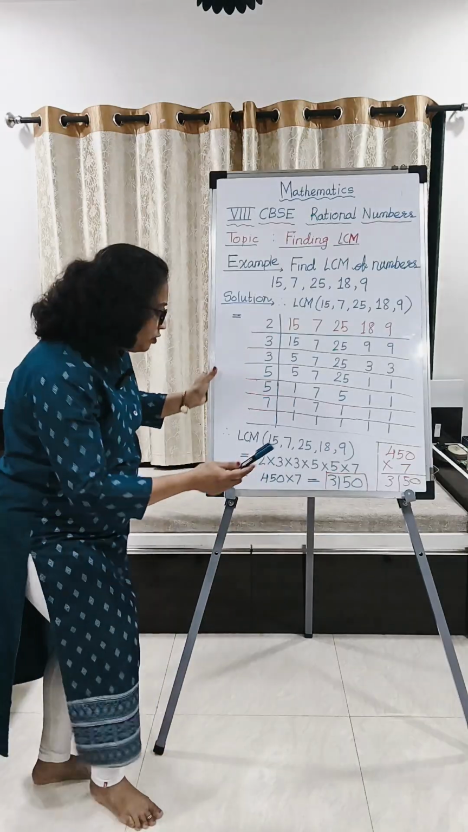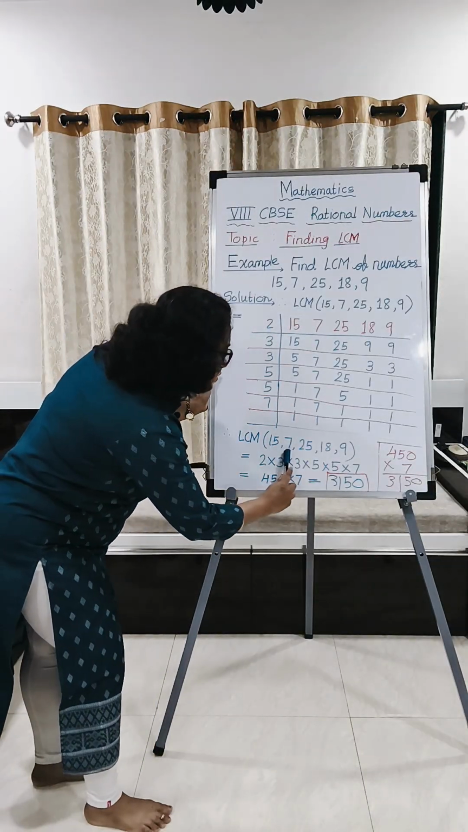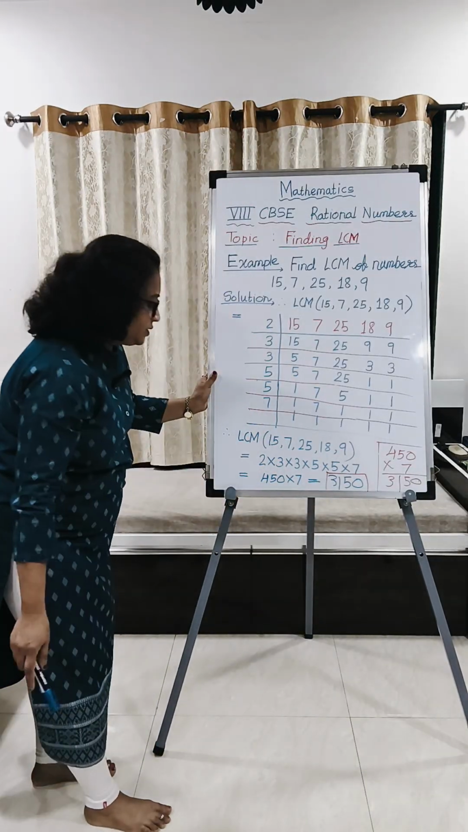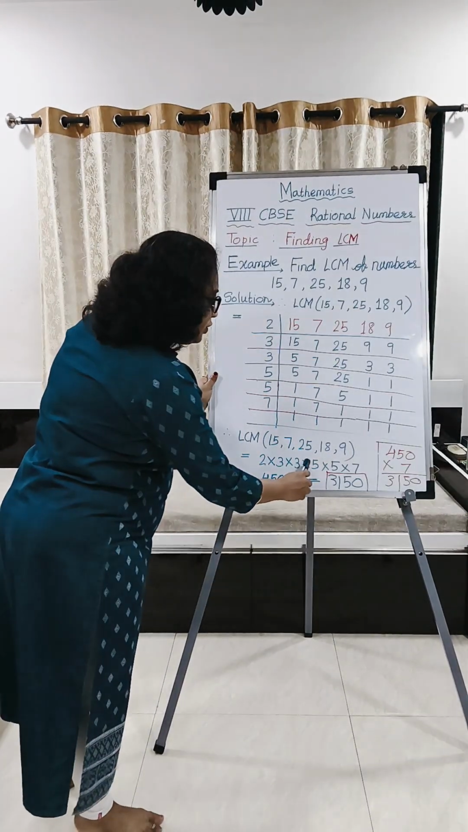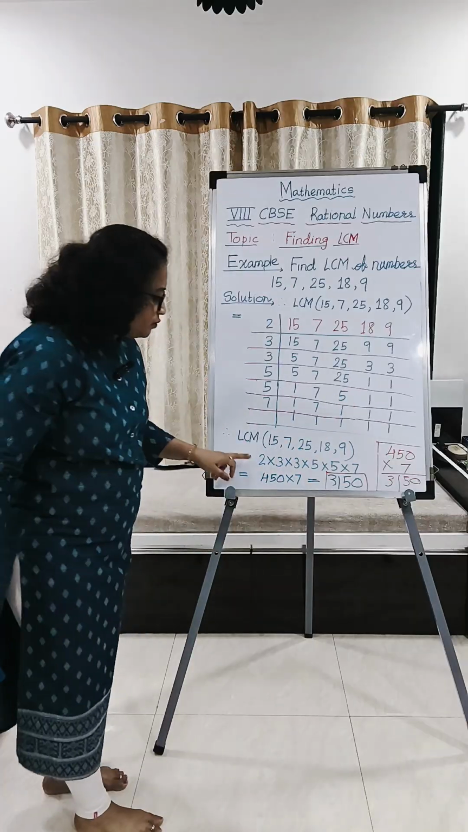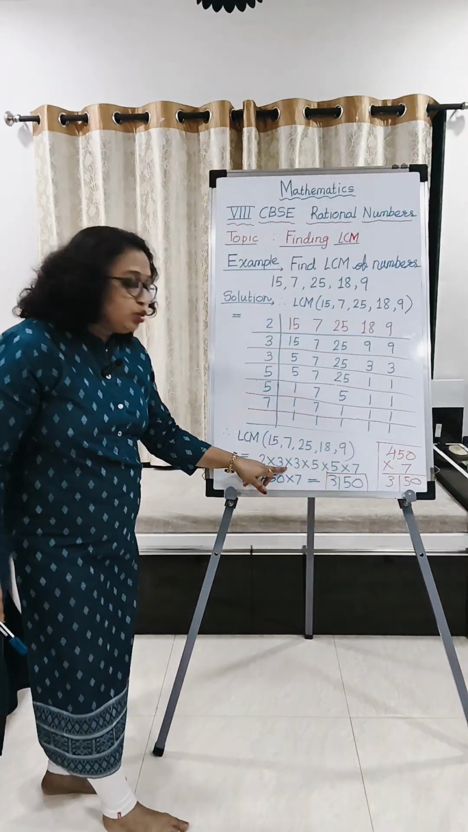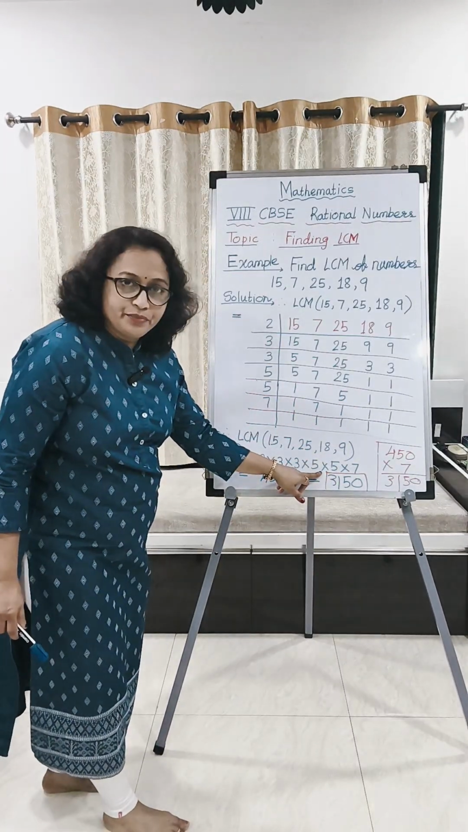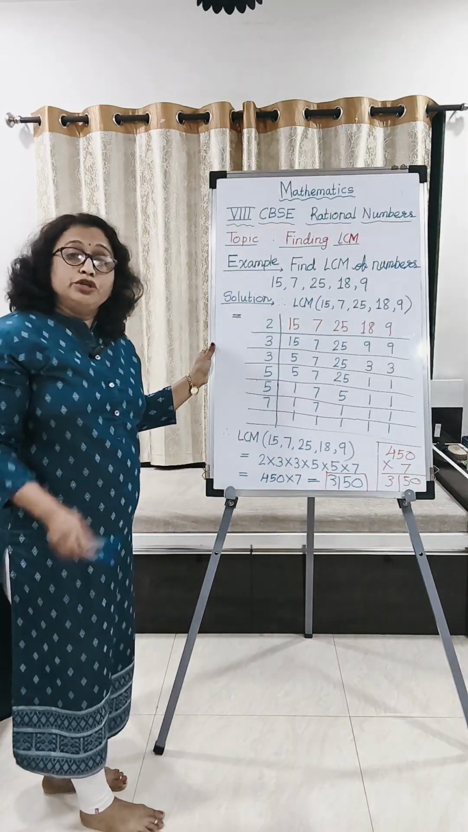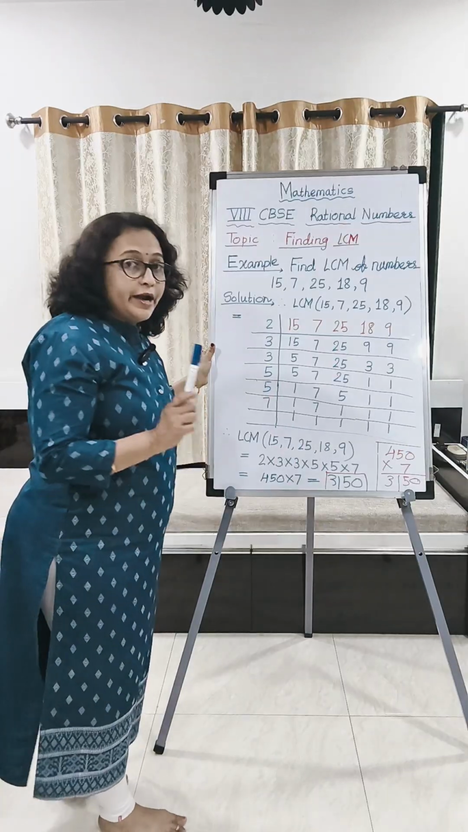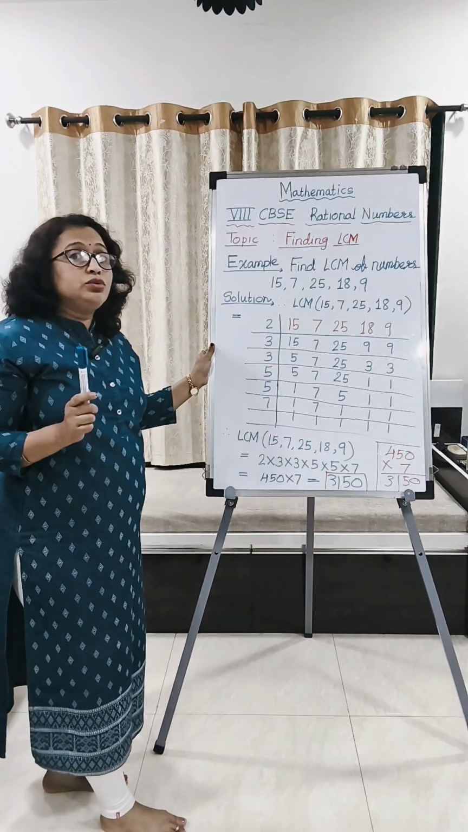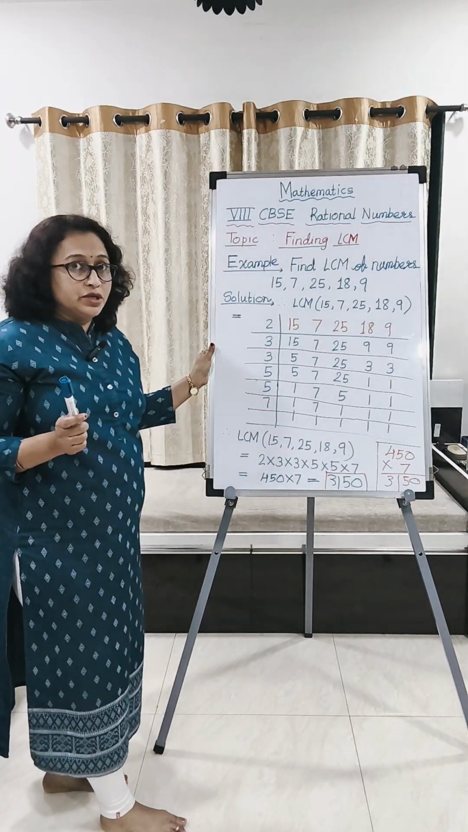Okay, now what will be the LCM? LCM of 15, 7, 25, 18, 9 is product of all these prime factors, 2 into 3 into 3 into 5 into 5 into 7. There is 1 2, 1 7, 2 3s and 2 5s. Okay, students, you should know the tables very well. Okay, and you should know how to do the multiplication of bigger numbers also.